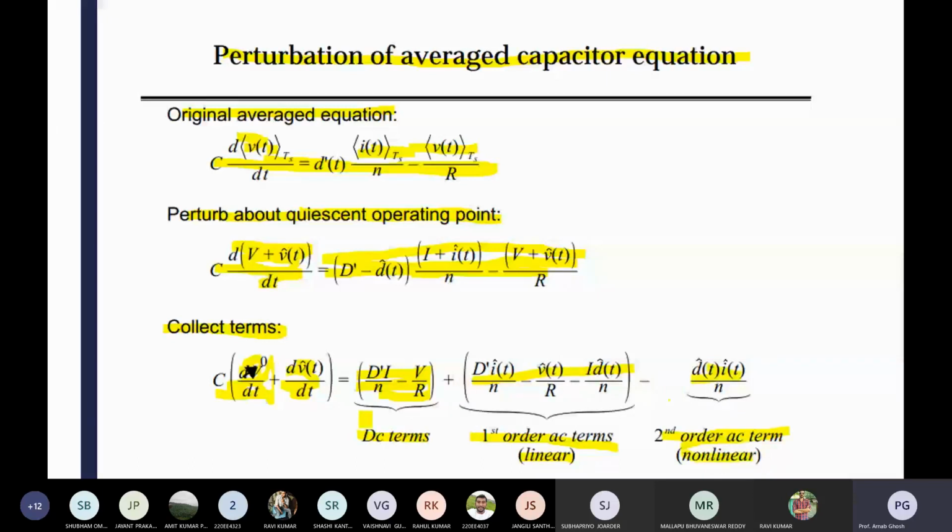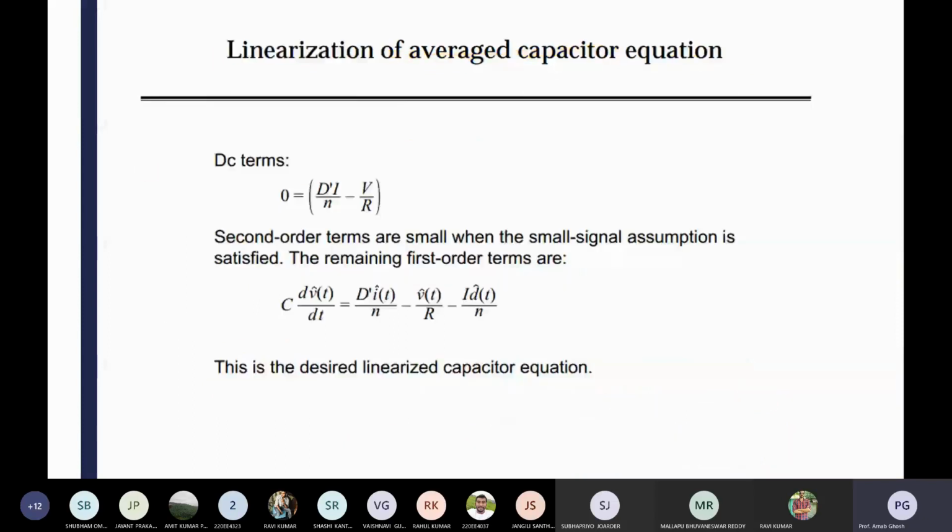Then you are again equating. There is no DC term on the left hand side, so that value will be 0, but only the AC term is there. C dVc(t)/dt is there, so that will simply be equal to your first order AC term, and the second order term is automatically 0, so we are not considering it. So the linearization of the average capacitor equation is coming. That is your DC term: 0 equals d' I by n minus V by R.